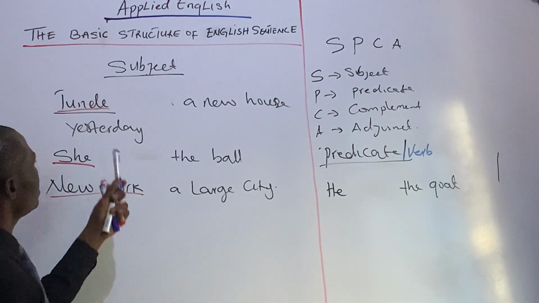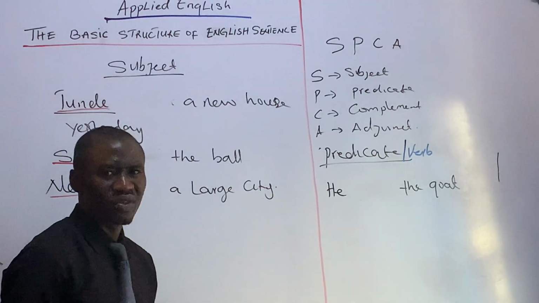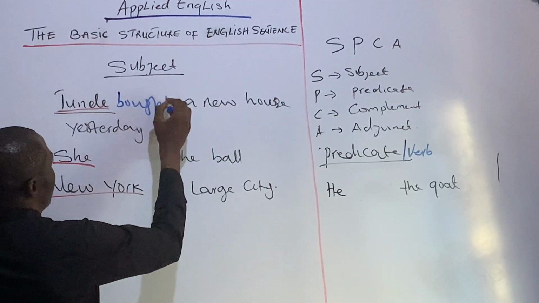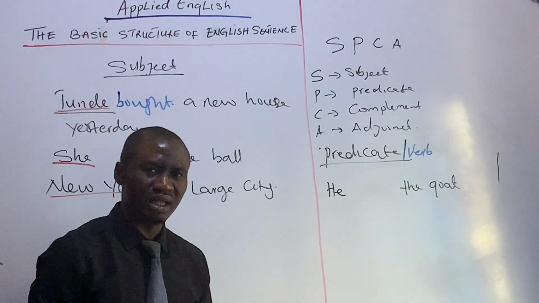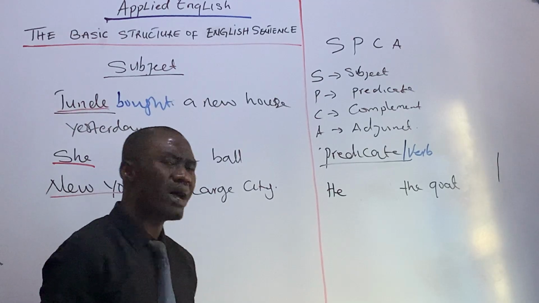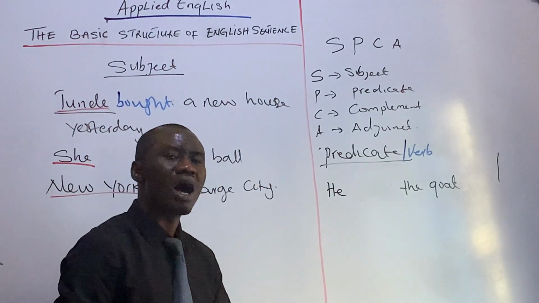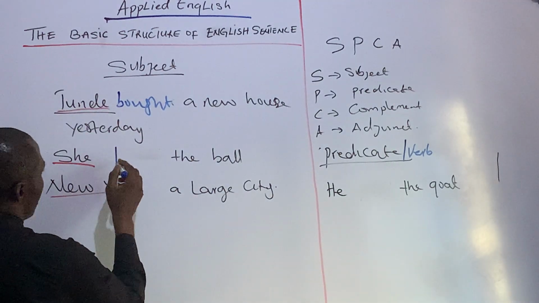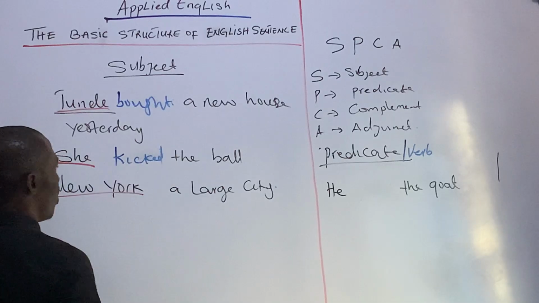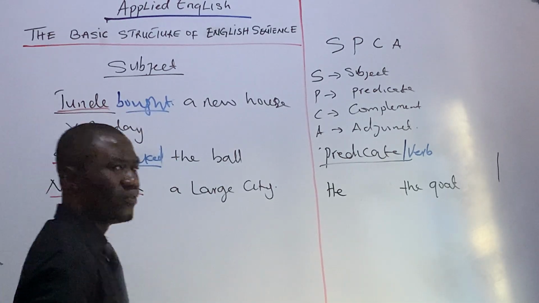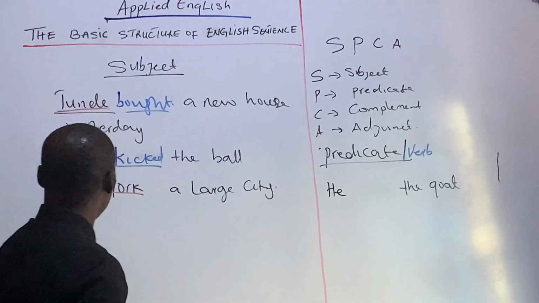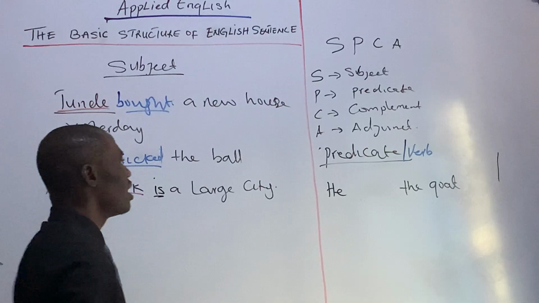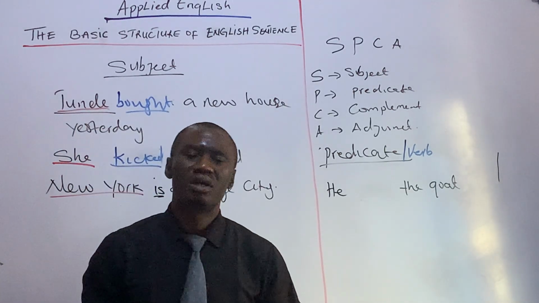Now, Tunde a new house yesterday. It doesn't make sense. But if I replace the verb there, Tunde bought a new house yesterday. That makes complete sense. Remember, a sentence must convey a complete thought or idea. Now, we have she kicked the ball. So, kicked there is the verb or the predicate. Now, we have New York is a large city. So, is there is the verb or the predicate.